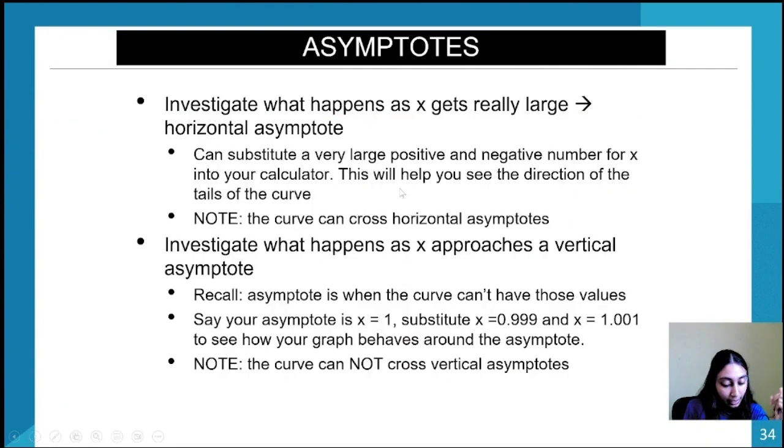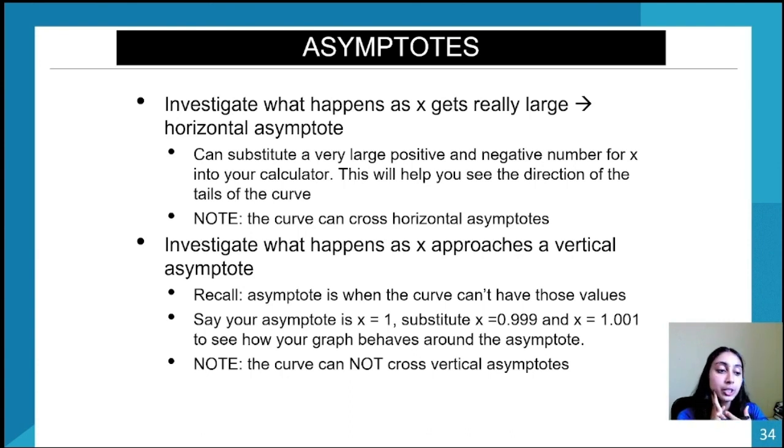Now let's go into asymptotes. Asymptotes are a little bit of an odd thing. So what actually is an asymptote? Let's start with that. I'll give you a second to think about and write down a definition of what you think an asymptote is. I'll give you about 10 seconds.